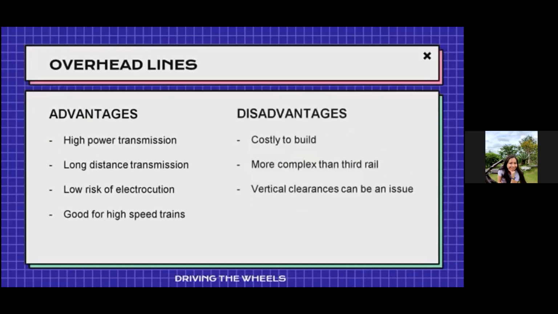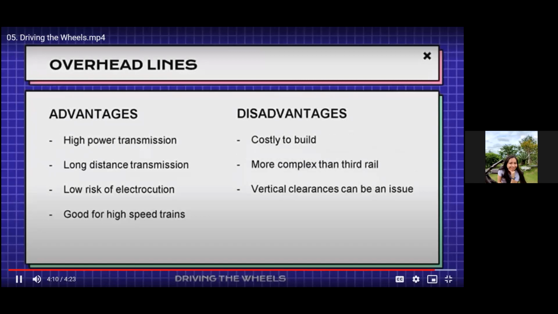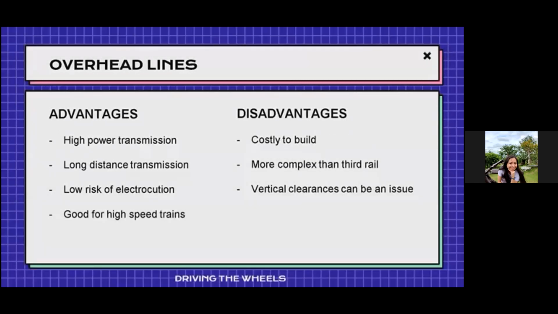Yung sa overhead lines naman, yung advantages nito ay high power transmission, long distance transmission, at low risk of electrocution. Tapos suitable din siya para sa mga high speed trains. Tapos disadvantages yung dahil pangmalayuan siya, mas mahal yung pagbuo nito. Tapos mas complex din kaysa sa third rail at yung vertical clearance ay kailangan ma-secure para ma-install nang maayos ito. Ayun lang po.